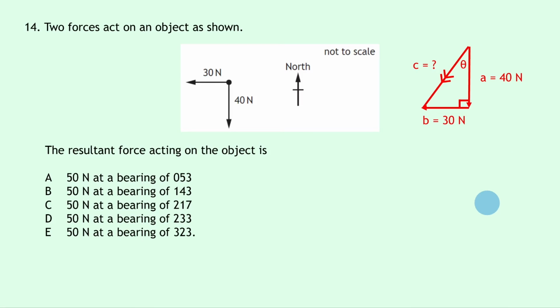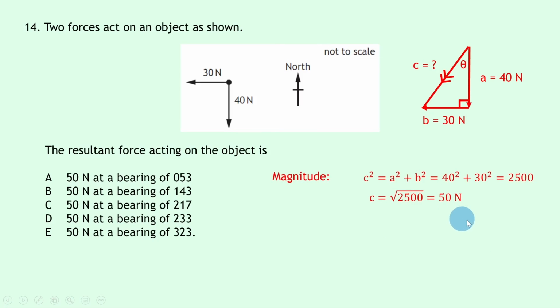Now remember, you could do this question using the scale diagram method, but I'm using the calculation method in order to use Pythagoras because I think it's a bit quicker and sometimes a bit more accurate as well. So to find the magnitude, we have c squared equals a squared plus b squared, which equals 40 squared plus 30 squared, which equals 2,500. So we get c equals the square root of that, which equals 50 newtons.